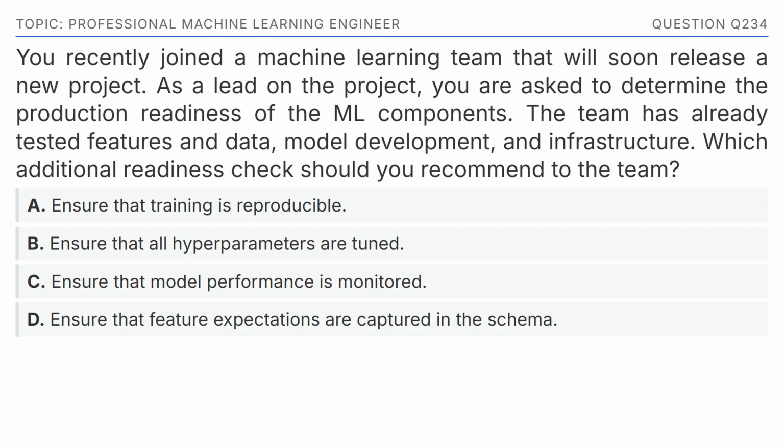The options are: Option A, ensure that training is reproducible. Option B, ensure that all hyperparameters are tuned. Option C, ensure that model performance is monitored. Option D, ensure that feature expectations are captured in the schema.